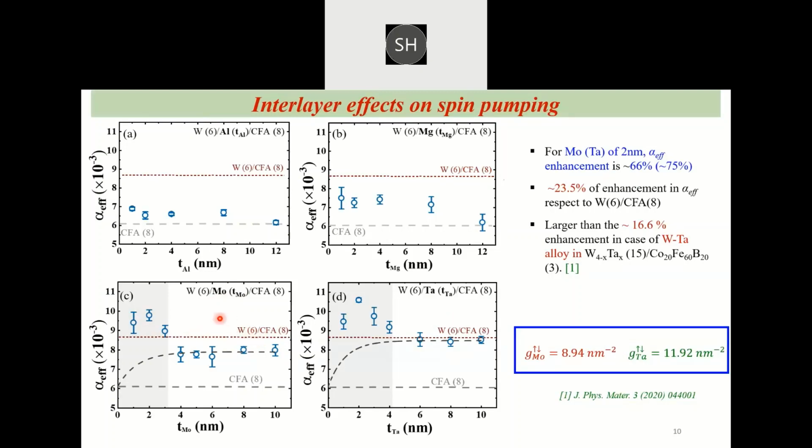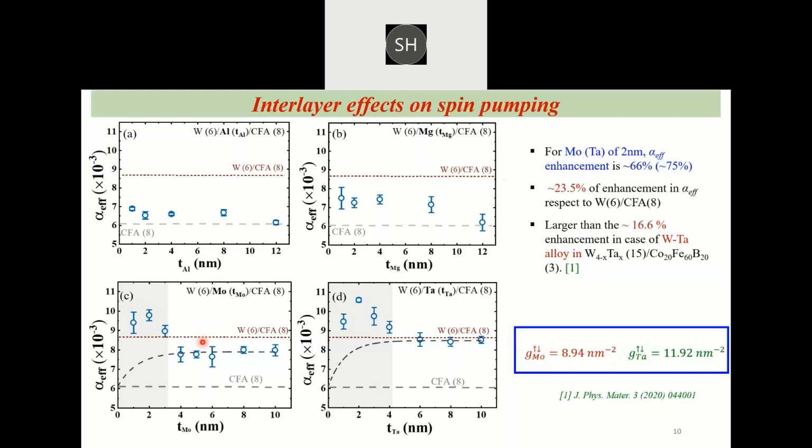This phenomenon can be understood through two parameters. One is the SOC strength of the interlayer and the other is the spin diffusion length of the interlayer. In general, the spin diffusion length of molybdenum and tantalum varies between 2 to 3 nanometer depending on the heterostructure. So for interlayer thickness less than the spin diffusion length, the spin angular momentum can traverse to the tungsten layer through the interlayer.